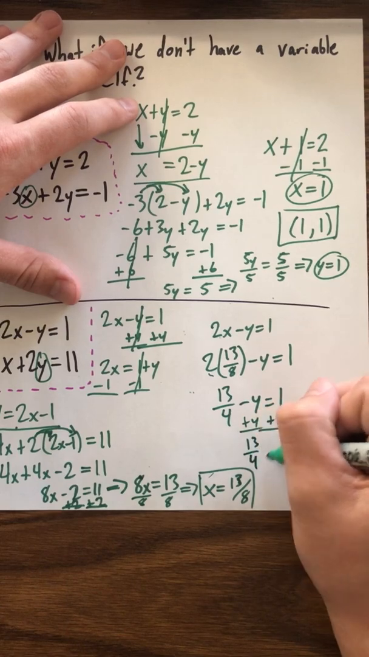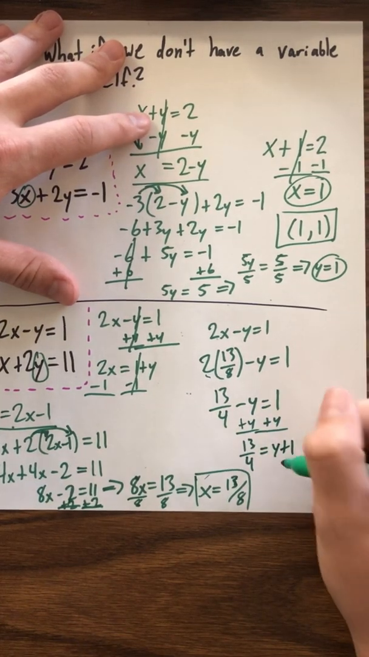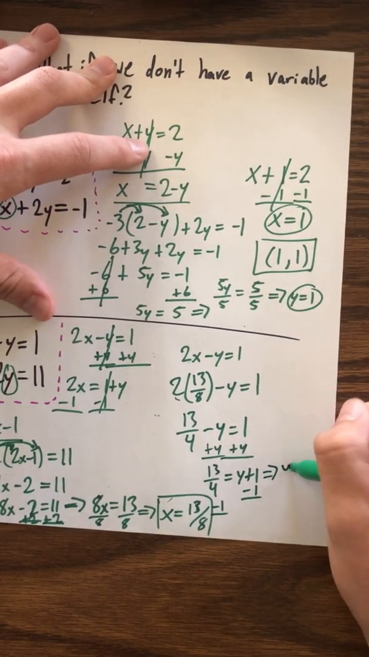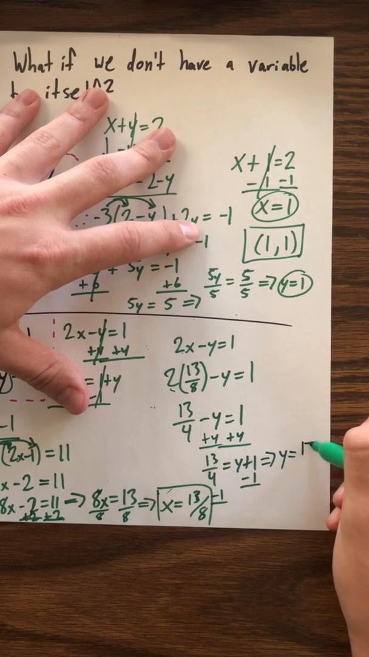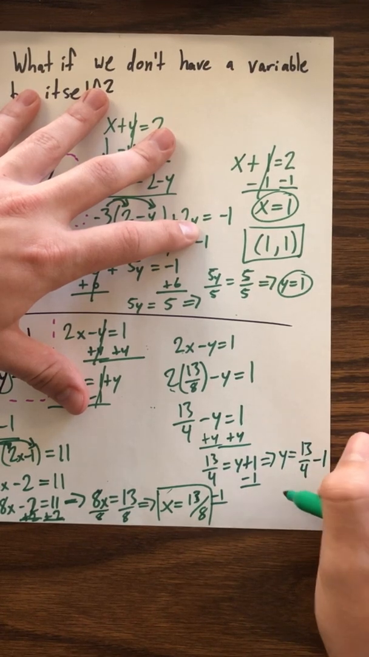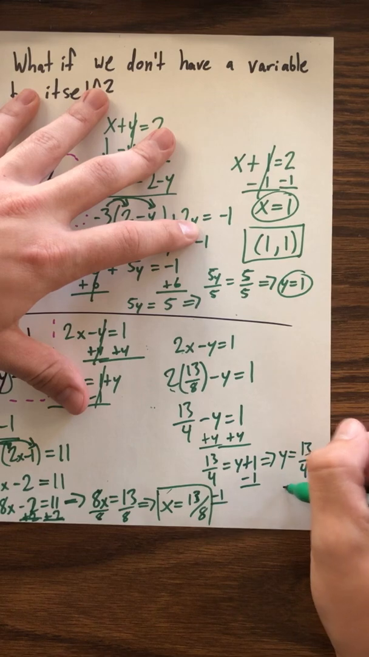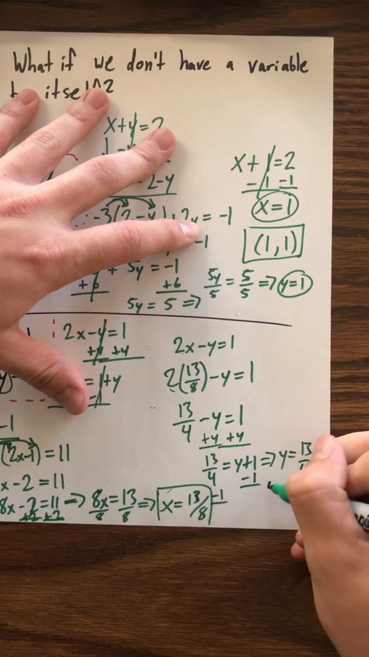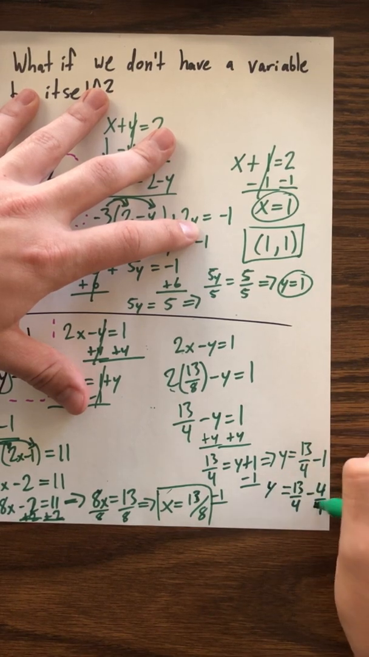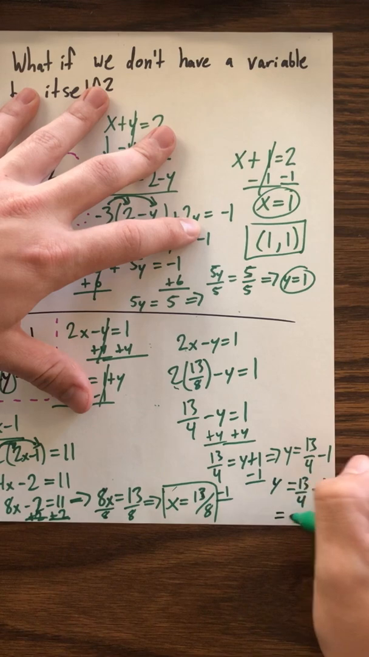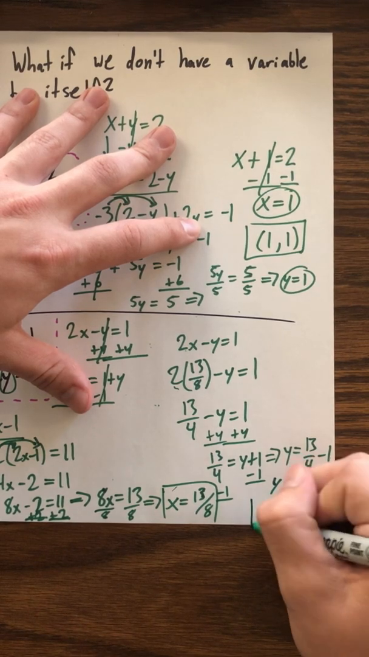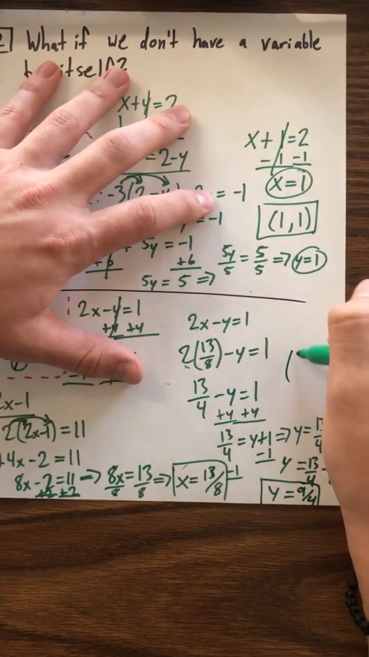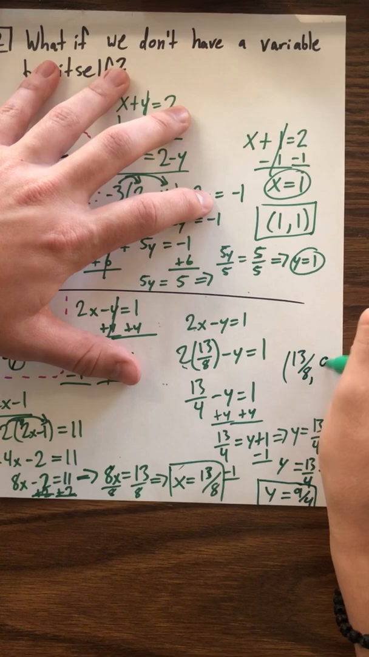13 over 4 is going to give you y plus 1. Then we can subtract 1 from both sides, and we will get that y equals 13 over 4 minus 1. And if we say that 1 is equal to 4 over 4, we can say 13 over 4 minus 4 over 4 is y. Okay, and so that's going to give us 9 over 4 equals y. So that's great. So now we have both of our points, and our point of intersection is going to be (13 over 8, 9 over 4).